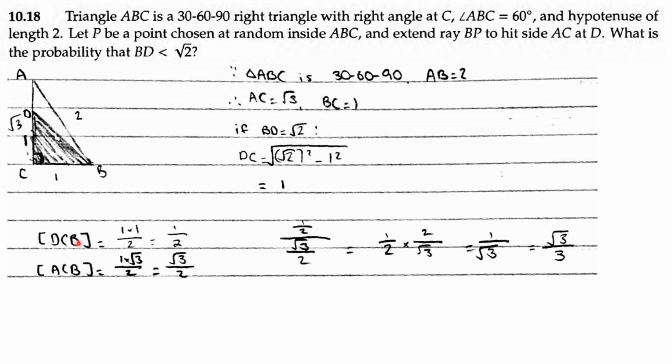So the area of DCB is 1 times 1 divided by 2, which is 1/2. And the area of ACB is 1 times square root 3 divided by 2, which is square root 3/2. So the probability of point P landing inside DCB is 1/2 over square root 3/2, which is square root 3/3.